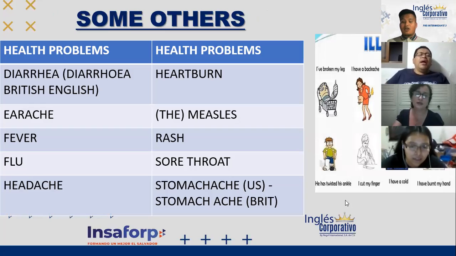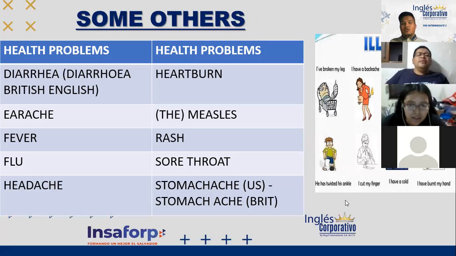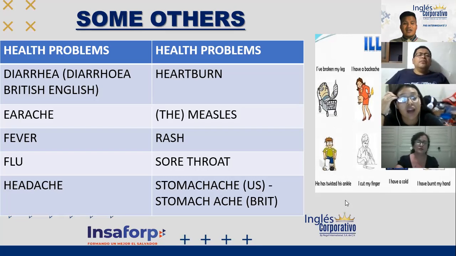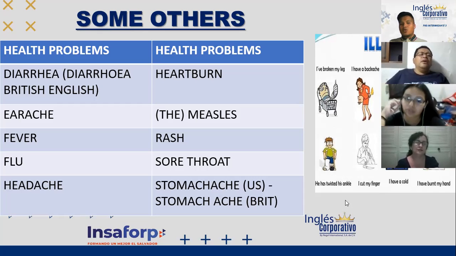And here we have the other ones. We have other health problems. Those are very common. For example, we have the first one, diarrhea. As you can see there, in the British language, there's just one little difference, and that little difference is just the letter O that you add. In American English, we spell it D-I-A-R-R-H-E-A. But in British English, we spell it D-I-A-R-R-H-O-E-A. Yes, that's the only difference. But the pronunciation still remains the same. Diarrhea.